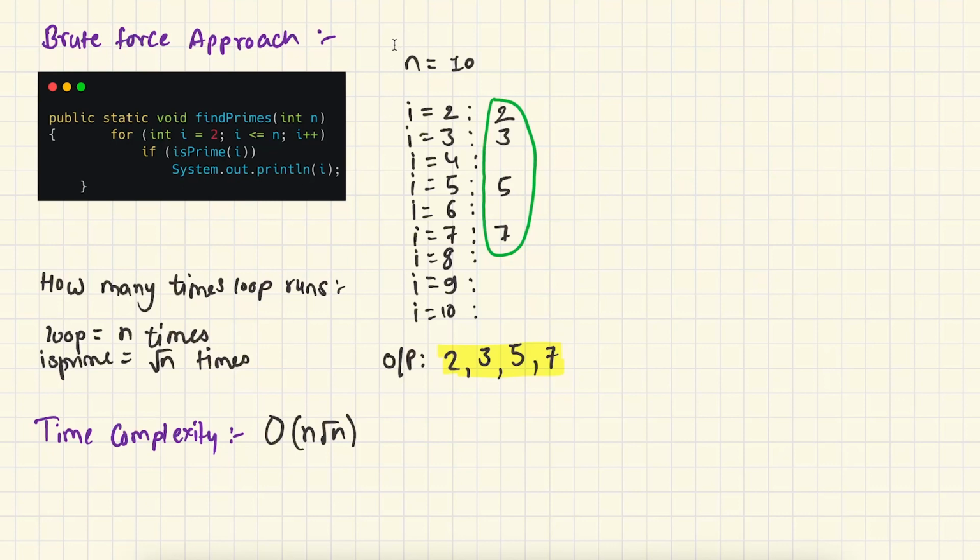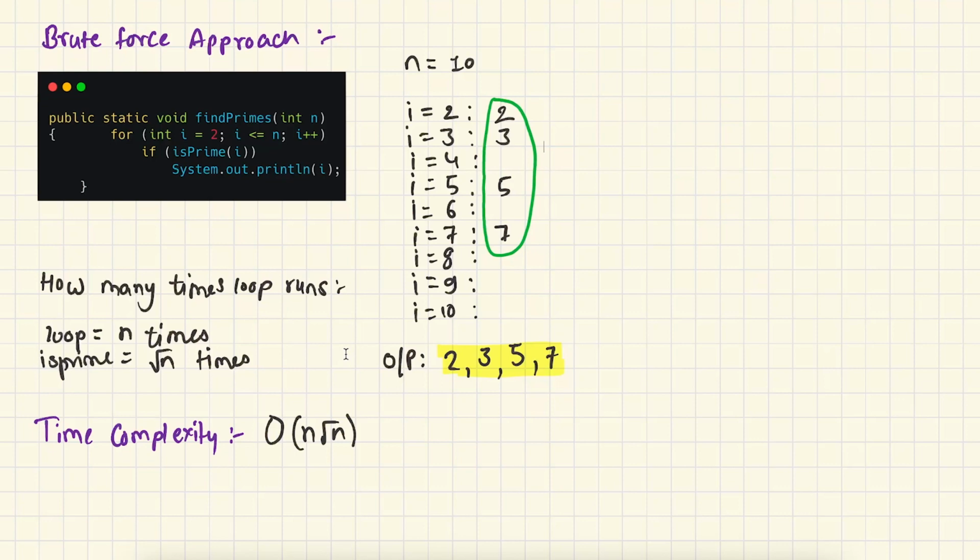So let's say for n equal to 10, we are running this loop from 2 to 10. When i is 2, we check if 2 is prime or not. If it is prime, then we just print 2 on screen. In the next iteration, our i becomes 3. We check if 3 is prime or not, and we simply print 3 on screen. And so on and so forth. So this is how this function prints all the prime numbers from 1 to 10, and we get 2, 3, 5, 7 printed on screen.